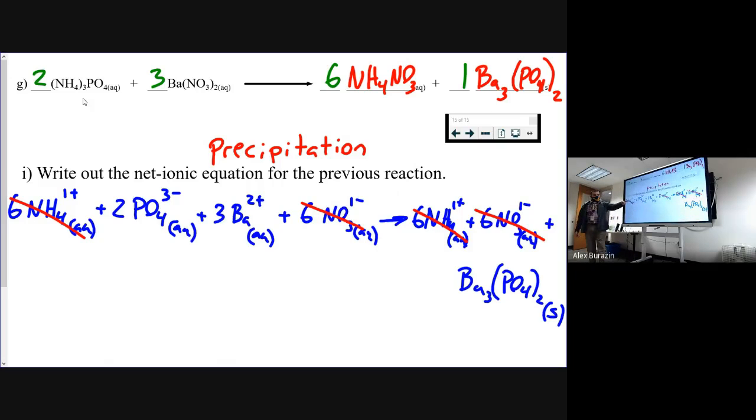The precipitate on the product side does not get dissociated, right? It's solid. Solids, liquids, and gases are never dissociated. They are together always. It's only the aqueous ones that we dissociate. If it's an ionic compound that's aqueous, we break it apart. So we get some spectators, and then what's left is our net ion.